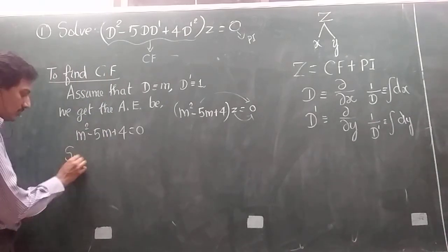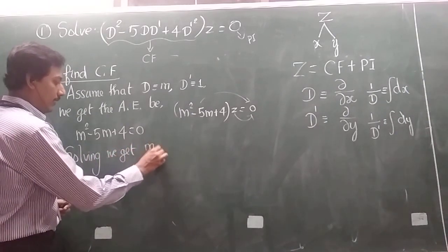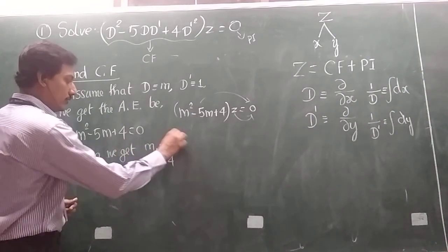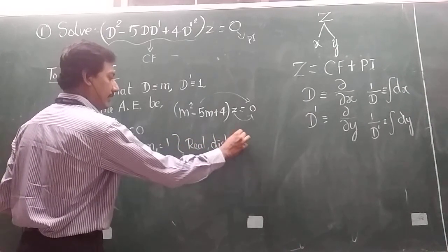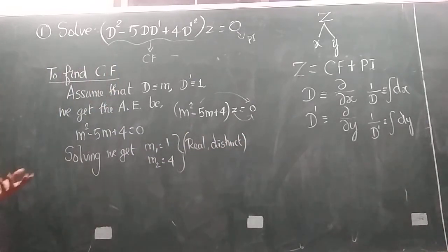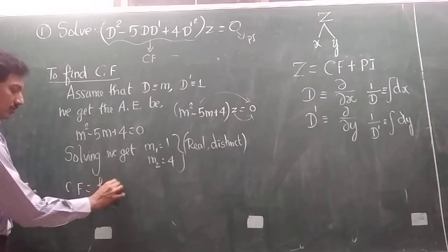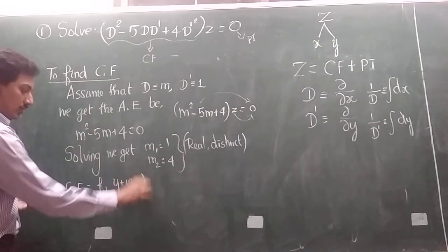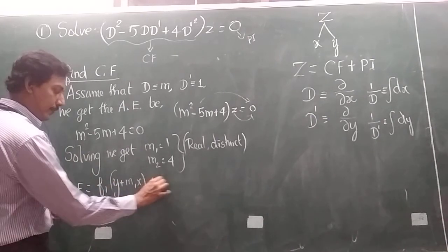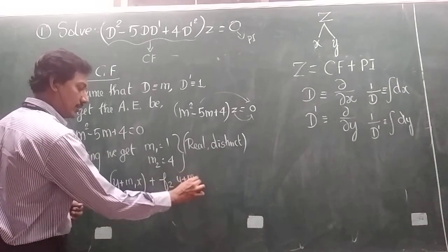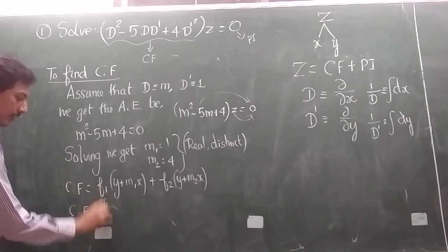Now when we solve this equation, I get the two roots, namely m1 is equal to 1 and m2 is equal to 4. So the roots are real and distinct, isn't it? Once the two roots are real and distinct, as we know, the complementary function is introduced for each root in the form of f of y plus mx. So here it is f1 of y plus m1x plus f2 of y plus m2x. Now let us substitute m1 equal to 1, m2 equal to 4. We will get the required complementary function.